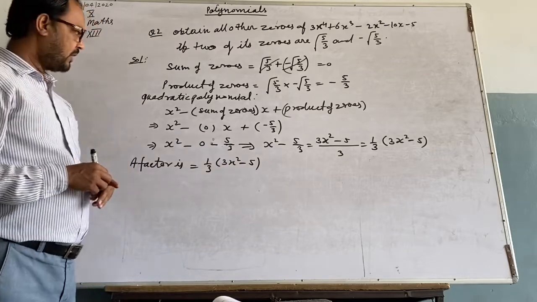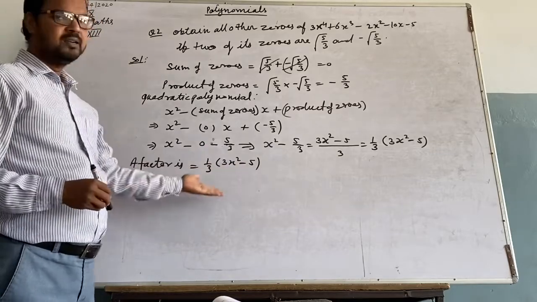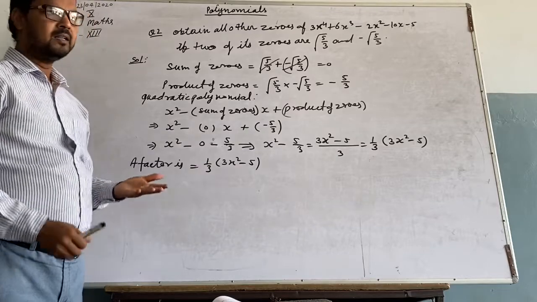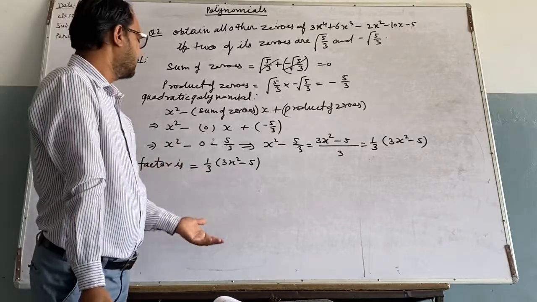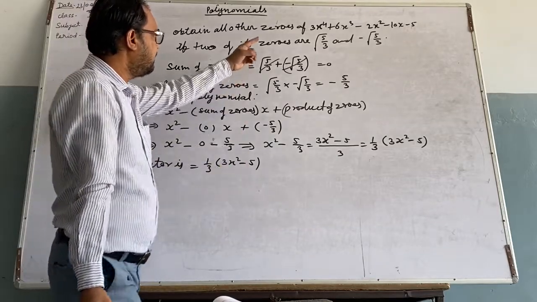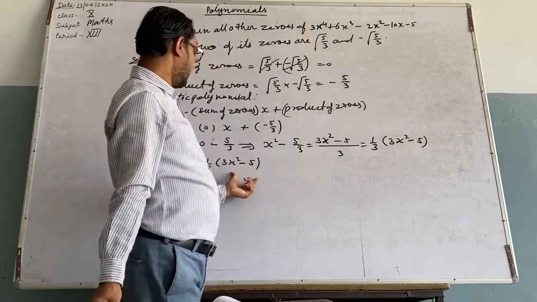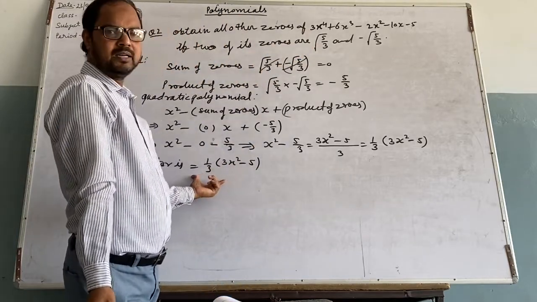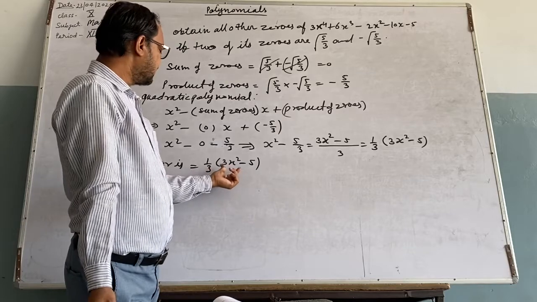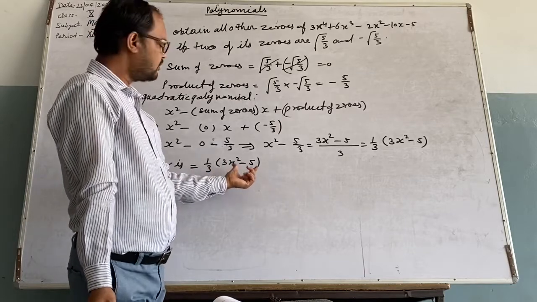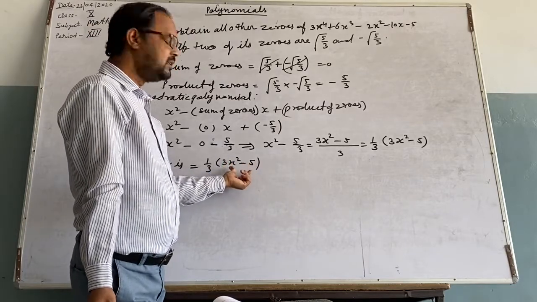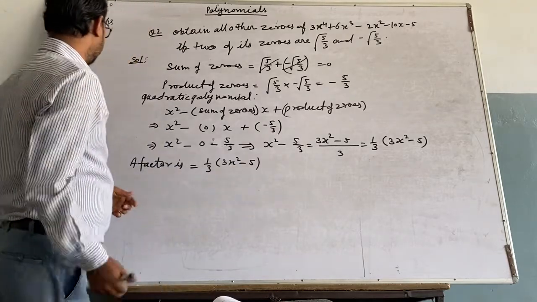Now, to find the other two zeros, we have to divide the given polynomial by this factor. 1 upon 3 is also a factor, and 3x square minus 5 is also a factor, so we will divide it easily by 3x square minus 5. We will do it here.